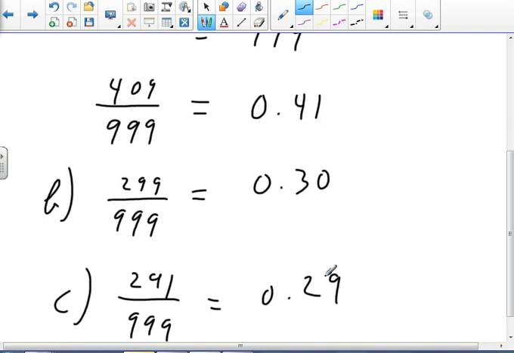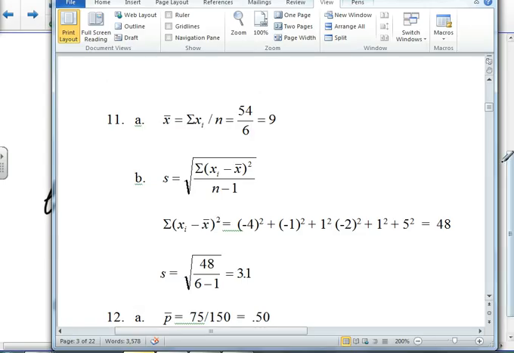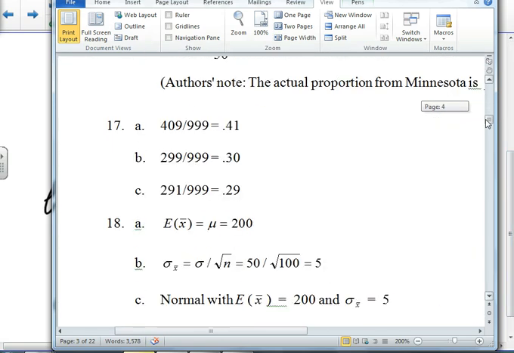0.29, and they all add up to 1 when I get them added up to 1. So that's problem 11. We'll see what the author thinks. That's problem 17. We'll see what the author thinks. Oh, look at that. The author even carried the same significant digits we did.